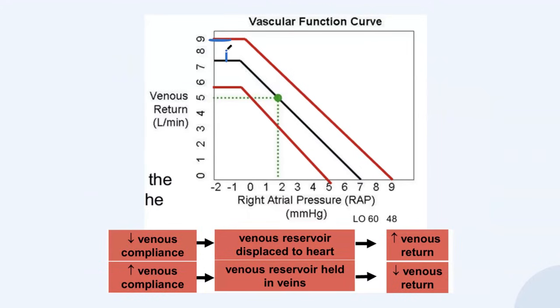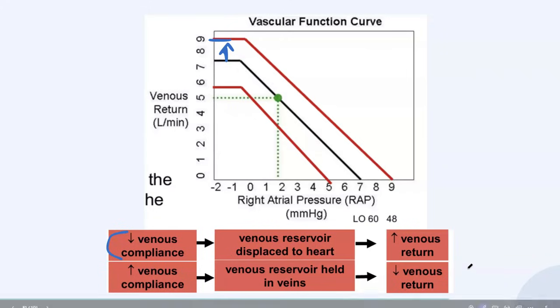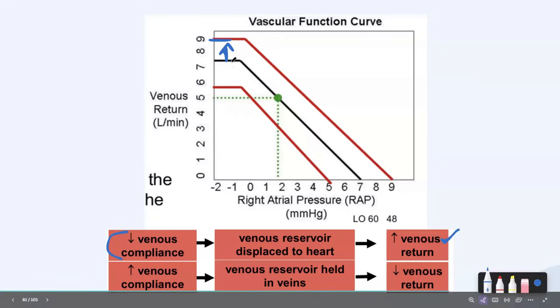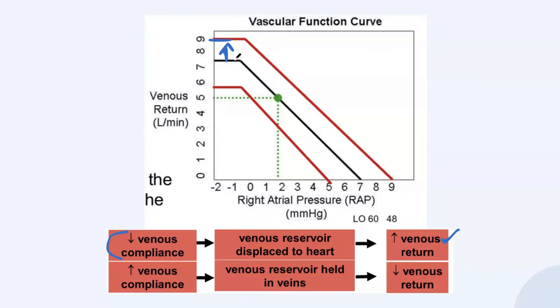So again, decreased venous compliance means increased veno-resistance, which is going to cause all of that blood to go into the heart. And when you have all that blood going to the heart, that means you have an increased venous return, okay? And that means your graph is going to be displaced upwards at a higher level.